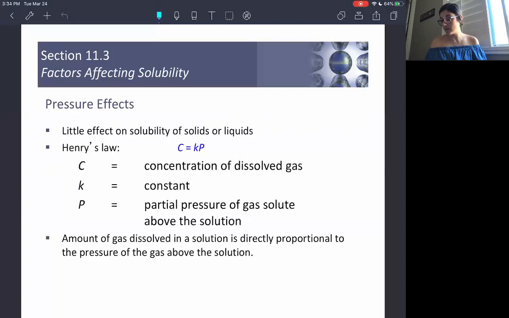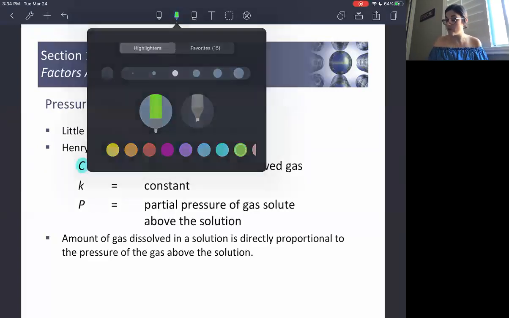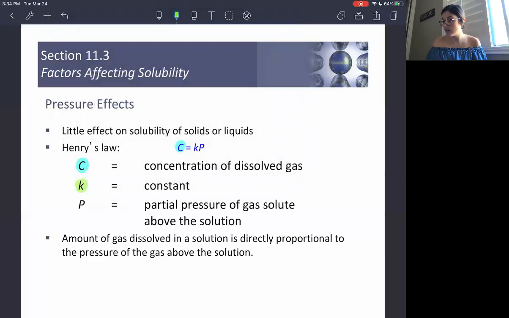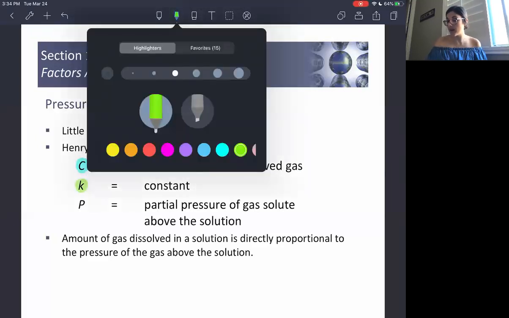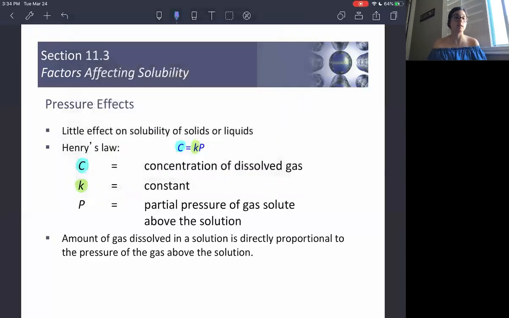So C is your concentration of the dissolved gas. Highlight that. And then K is your constant. Your constant is going to depend on what type of gas and what type of substances you're working with, so it's not necessarily going to be the same every time. And then P is your partial pressure of a gas solute above the solution.